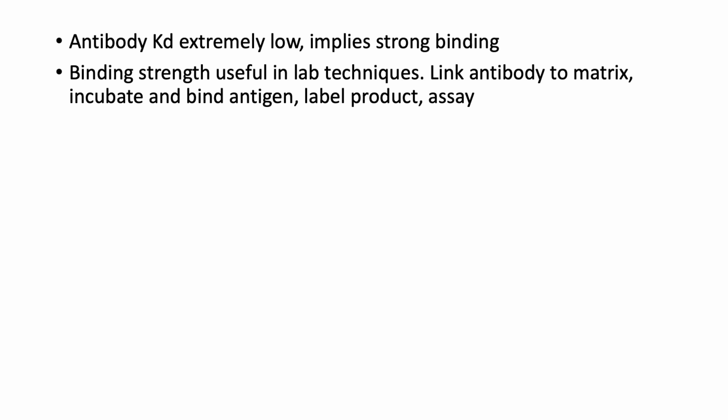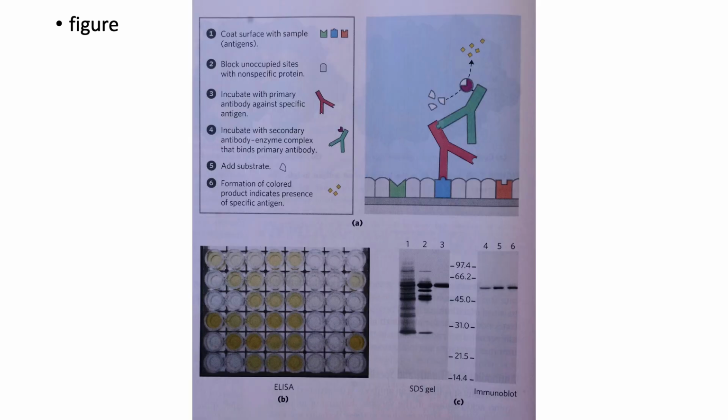The dissociation constant is low for antibody, which implies strong binding, and the binding strength is useful in lab techniques. So you can link antibodies, for example, to a matrix. You can incubate and bind the antigen, label the product, and do an assay. And this is used very commonly in biological systems.